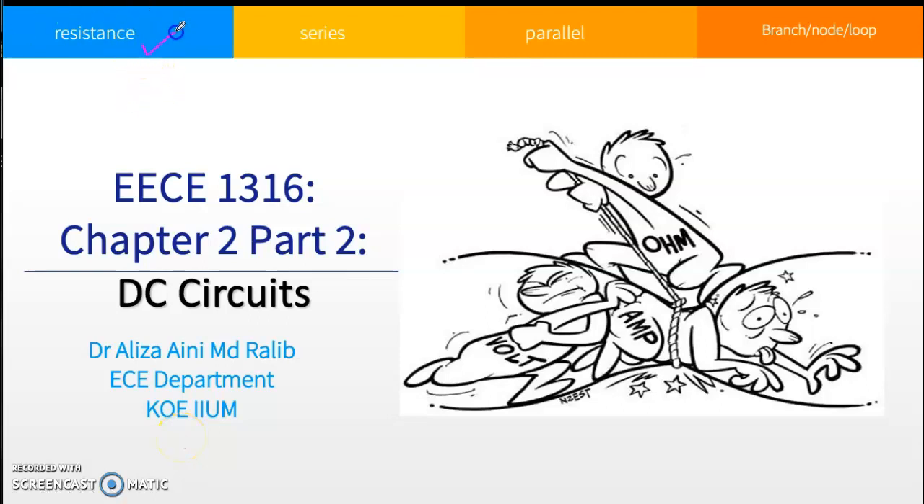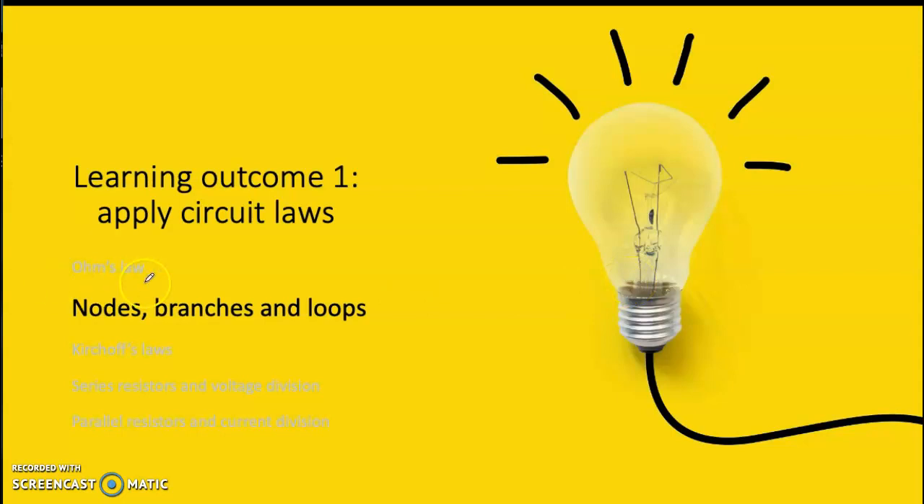So in this chapter you will learn about resistance, series, parallel, branch, node and loop. In the last video you learned about Ohm's law, right? So what is Ohm's law? V equal to IR. So when you push the voltage, there will be the current, but your resistor here will limit the current. That is the first part.